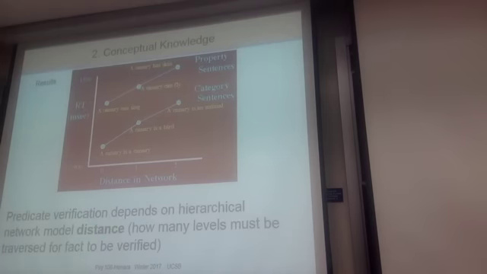And so what they find in short is that verifying whether these sentences are true depends on how far of a distance you have to travel within this hierarchical semantic network. So network model distance is what that refers to: how many levels you have to traverse to get to that fact in order to verify it.